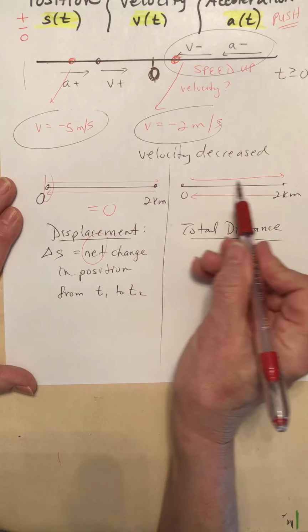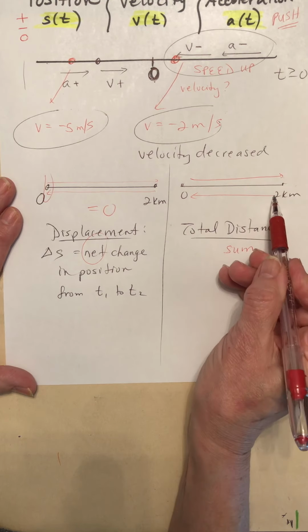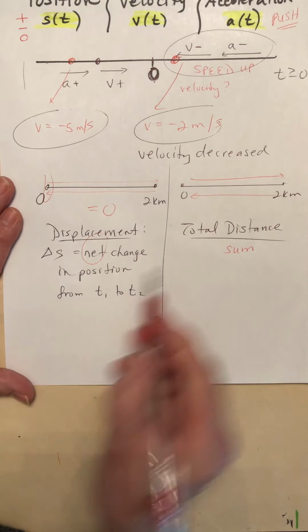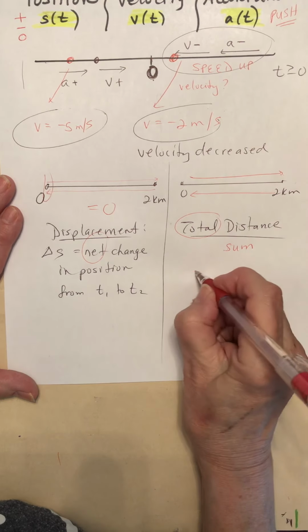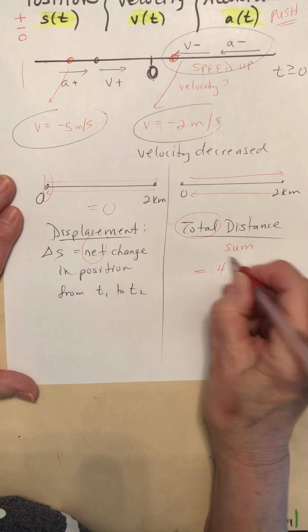So I might talk about this as a positive value. I might talk about this as a negative value. But when we're talking totals, it's like you absolute value everything. So now I would say the total distance would be 4. So displacement and total distance traveled are not the same.